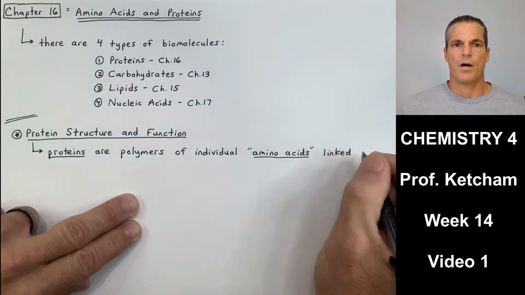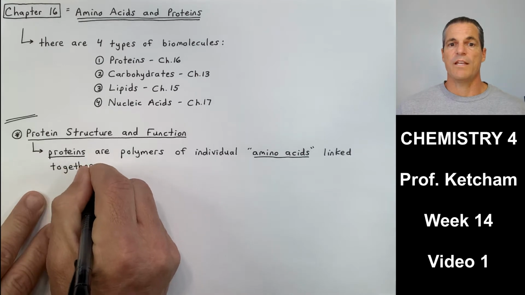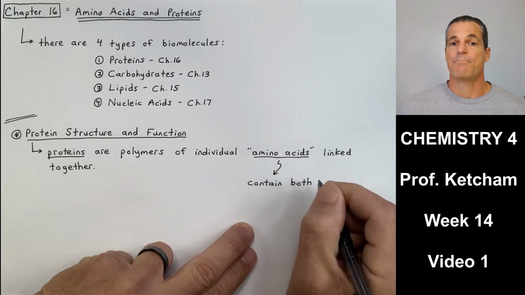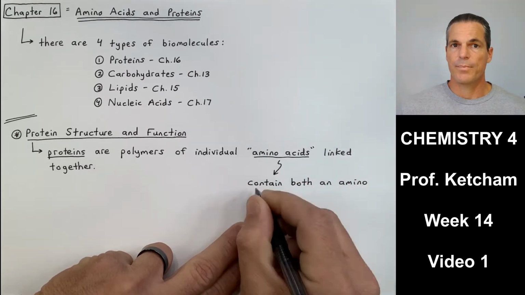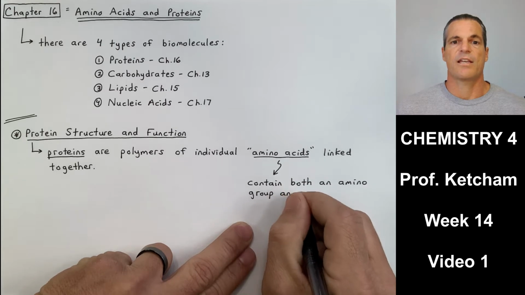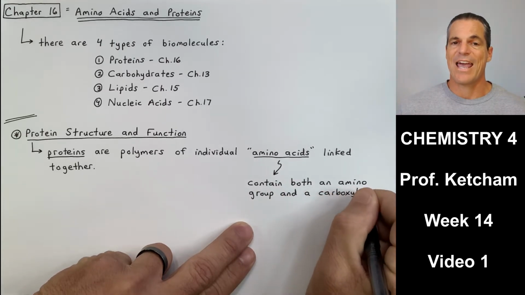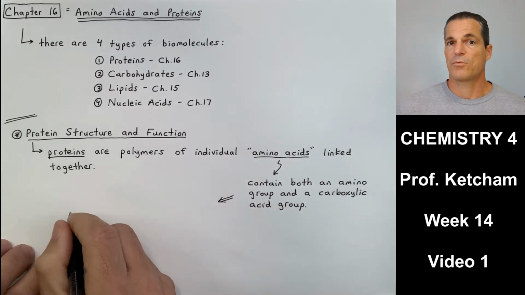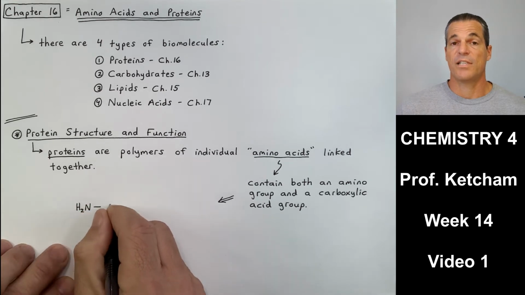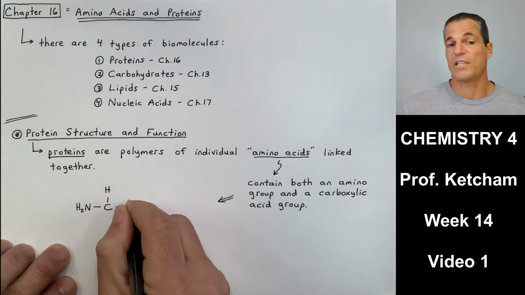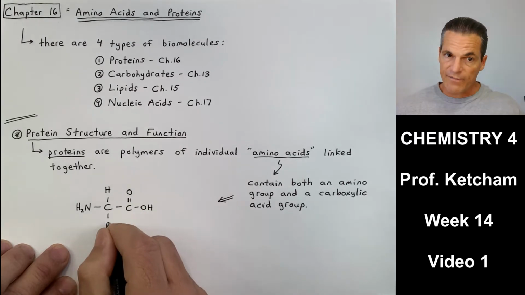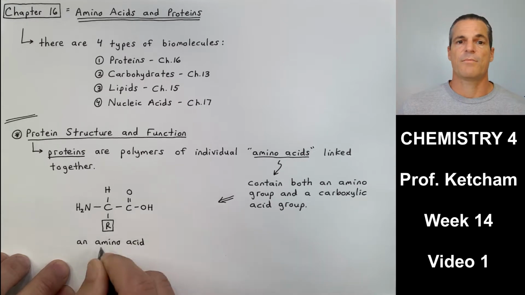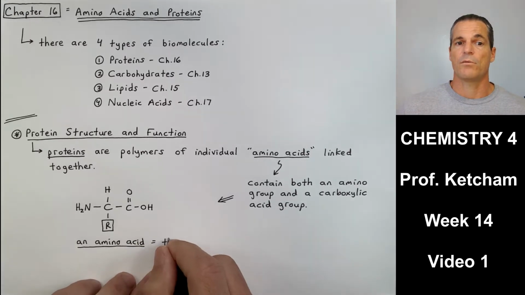Proteins are polymers of individual amino acids linked together. So amino acids contain both an amino group, and I'll show you what that is in just a second, and they also contain a carboxylic acid group. So an amino group is like little NH2 or NH3 plus. Carboxylic acid group is a C double bond O with a COH. So on the far left there, that NH2 group, that's my amino group. And on the far right is my carboxylic acid group, C double bond O, OH.